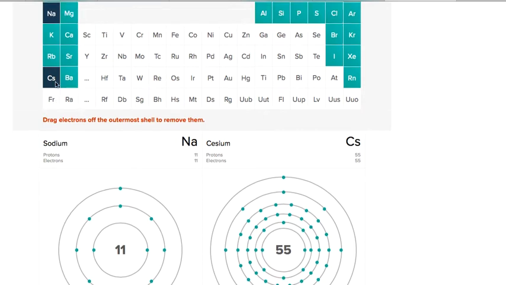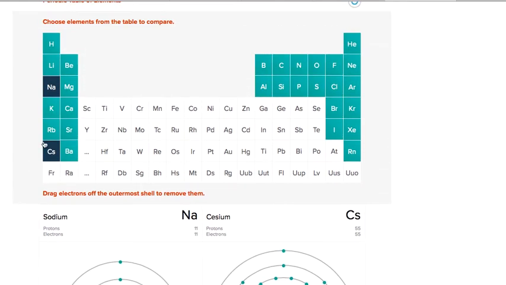Now this simulation doesn't let me do francium, but we've talked about this. Francium is the most reactive metal because it's got the largest atomic radius, and it also has the lowest ionization energy and the lowest electronegativity. So it's going to let you take that electron away from it.